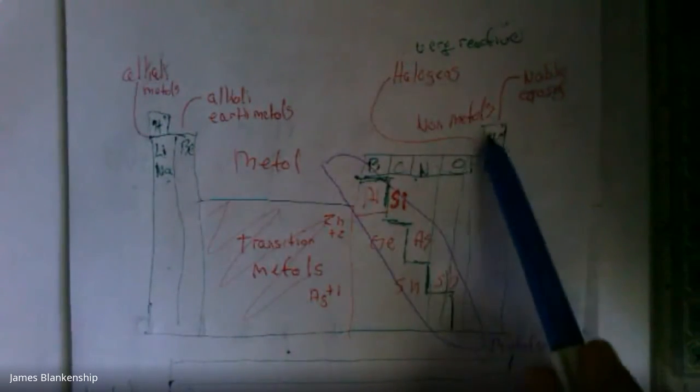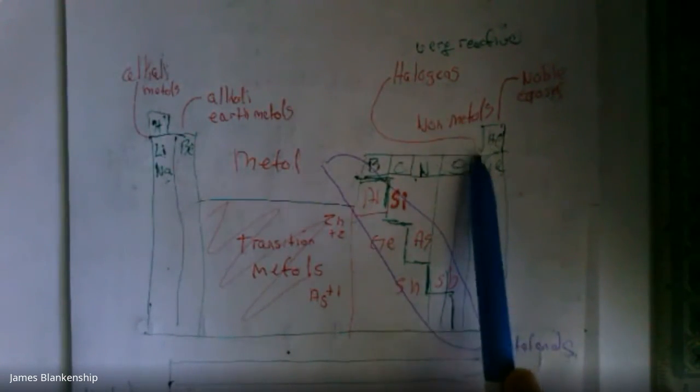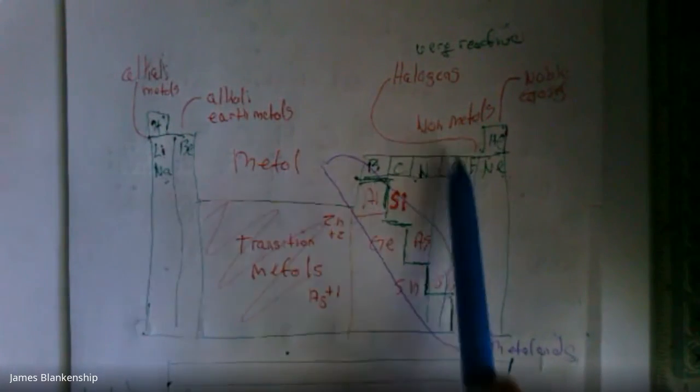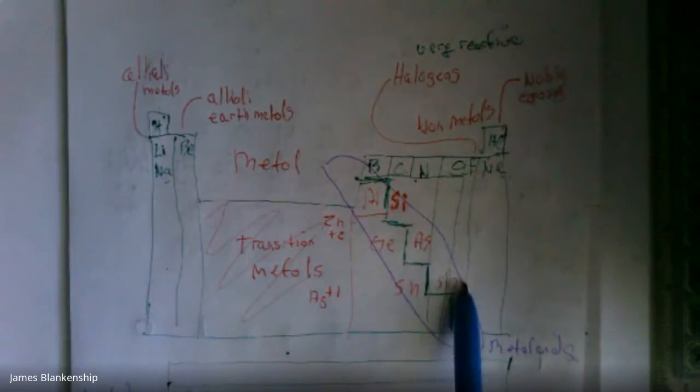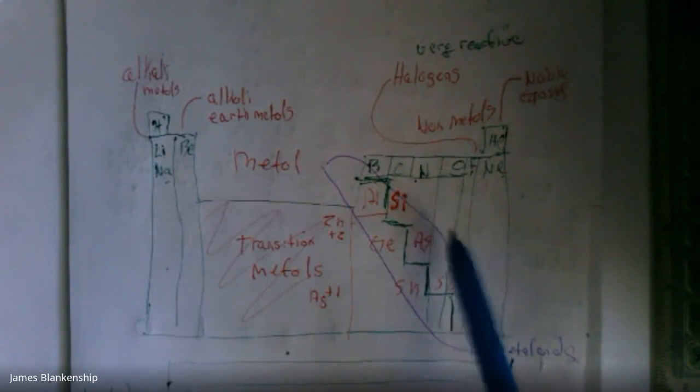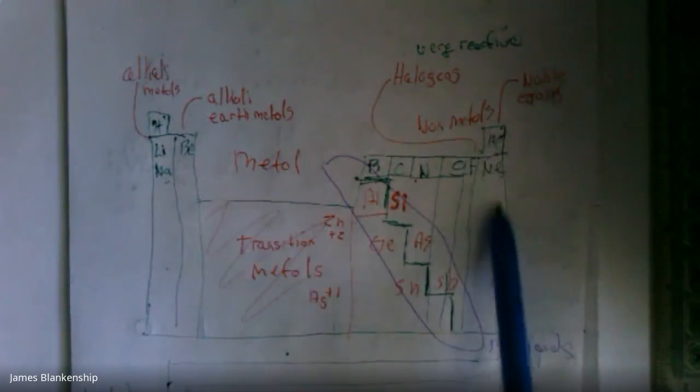We then have our halogens. That's the series right down the fluorine line: fluorine, chlorine, bromine, iodine. Those series are very reactive. And then our last column are our noble gases.